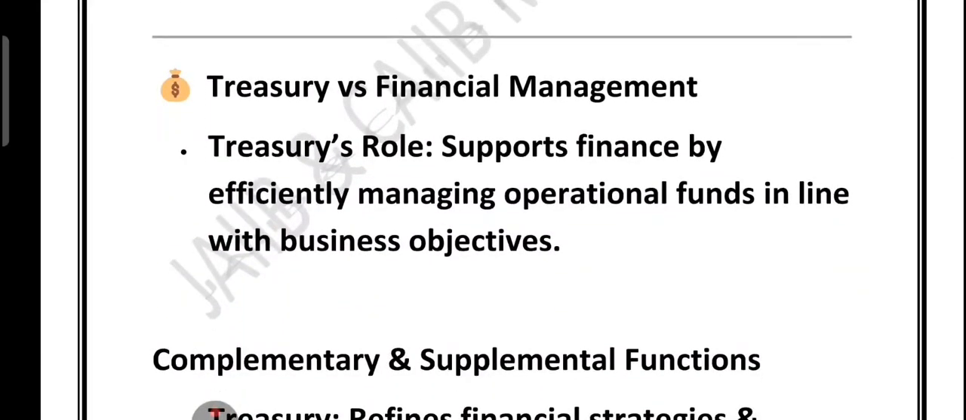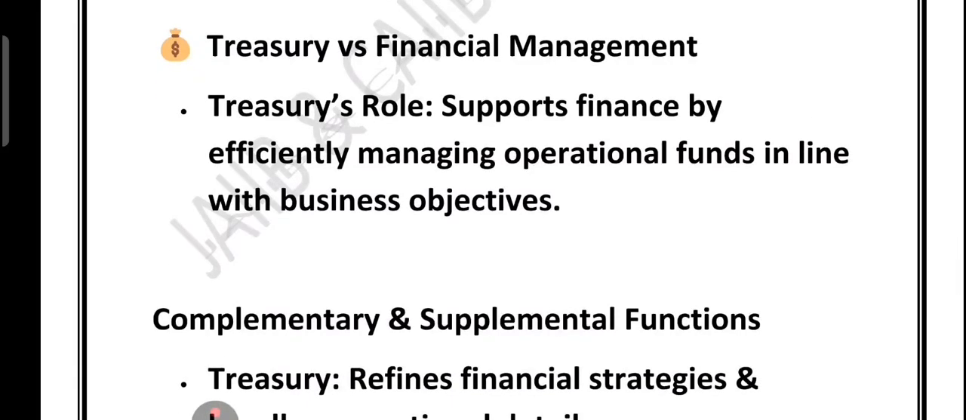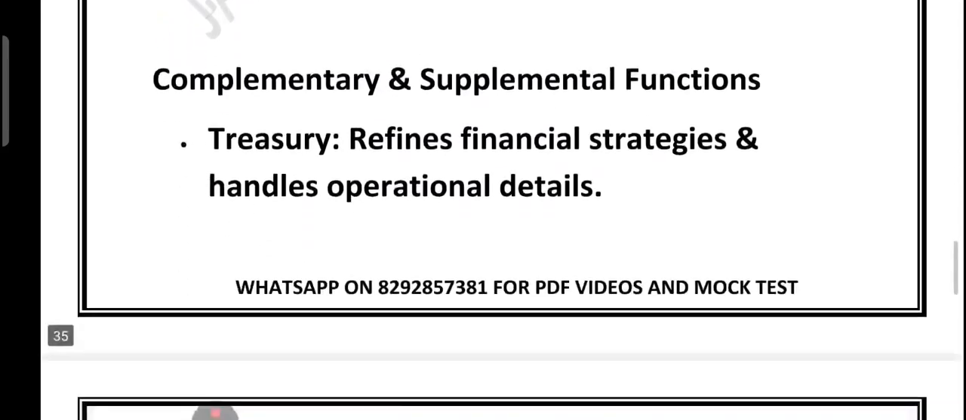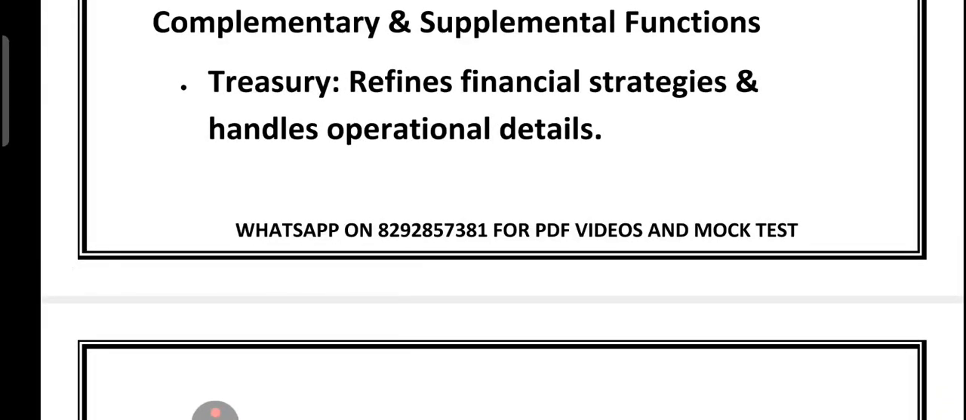Treasury role and finance management role, I already told you. Treasury role is to support the finance by efficiently managing operational funds in line with the business objective. So in short, finance focuses on strategy and planning while treasury focuses on day-to-day cash management. Right. So conclusion is that corporate finance and treasury management work hand in hand. They work together. Finance ensures that the company grows strategically and treasury keeps the daily operation funded and smooth. That is how they work hand in hand. That is the corporate financing.